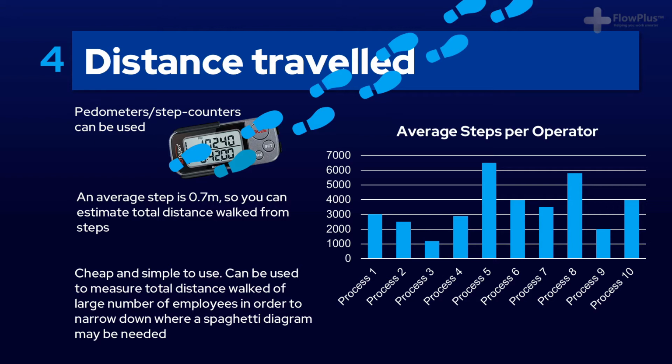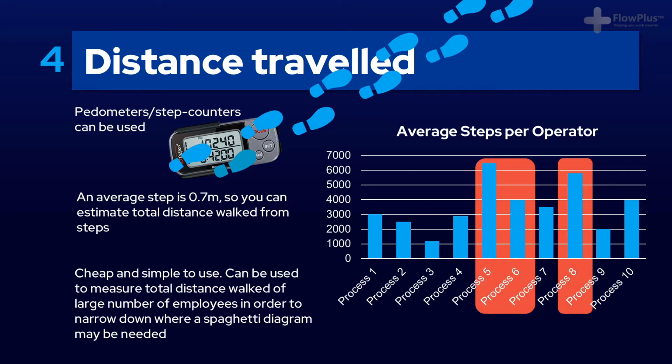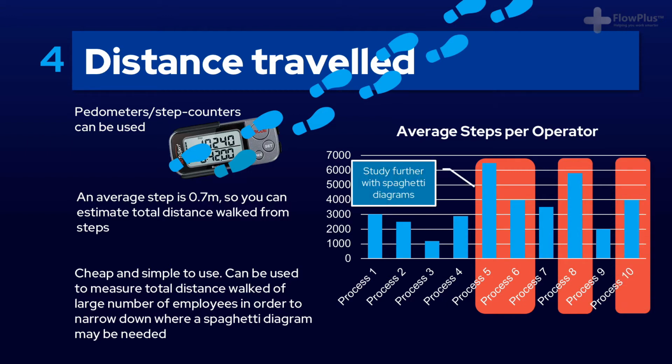For example, if you handed out pedometers before you started the spaghetti diagram, you would be able to see that process 5, process 6, process 8 and process 10 do the most steps. It would therefore be worth doing spaghetti diagrams in detail on those specific processes only. The operator at process 3, for instance, does such a small amount of steps in a day that it's not worth conducting the spaghetti diagram on that individual process.